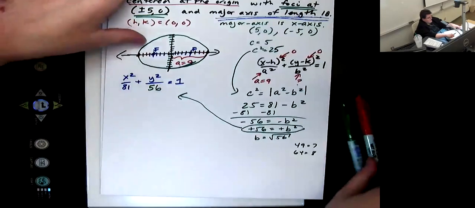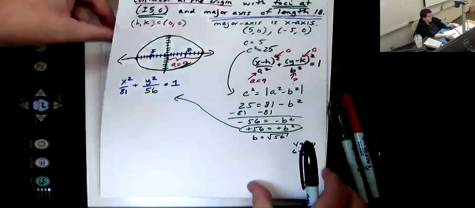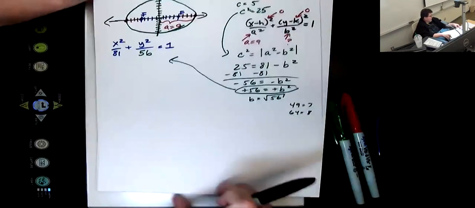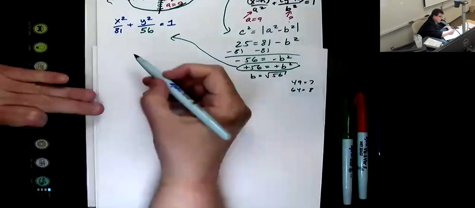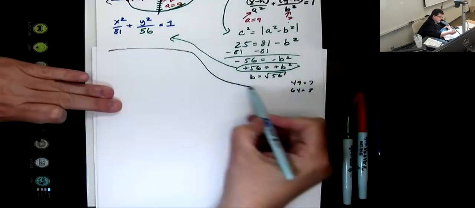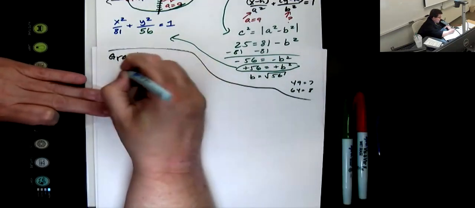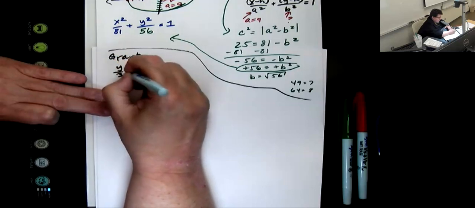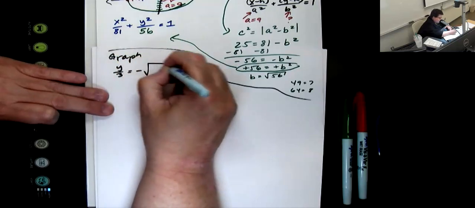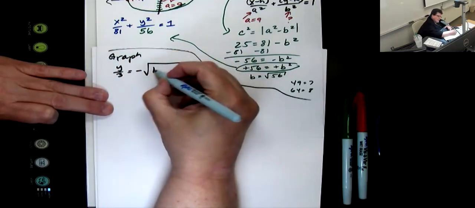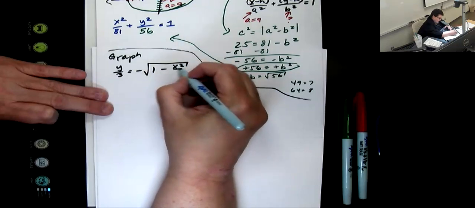Sometimes they throw us a little curveball. Let's take a look at a curveball real quick. Maybe I'll start on this page, make sure I don't run out of paper today. Graph y over 3 equals negative square root of 1 minus x squared over 4.